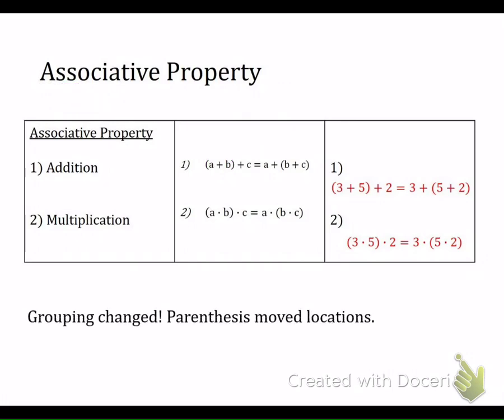All right, and here it is just written out in words. The more appropriate math teachers all agree upon it: when your grouping changes, or when your parentheses are moving locations, it's the associative property.